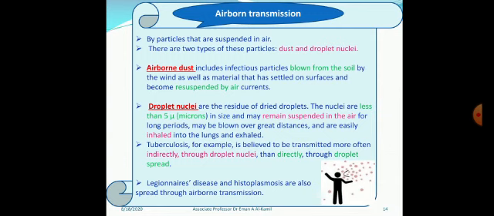The nuclei are less than 5 microns in size and may remain suspended in the air for a long period of time, may be blown over great distances, and are easily inhaled into the lung and exhaled by the individual. For example, tuberculosis is believed to be transmitted more often indirectly through droplet nuclei than directly through droplet spread. As we mentioned, Legionnaires' disease and histoplasmosis are also spread through airborne transmission.